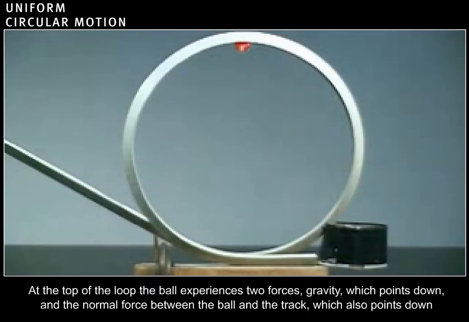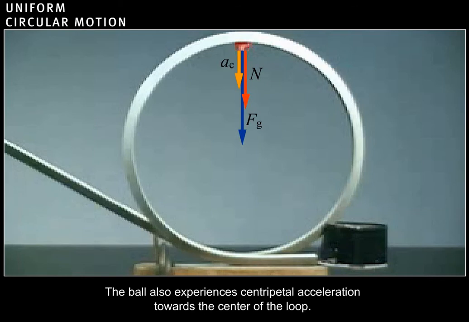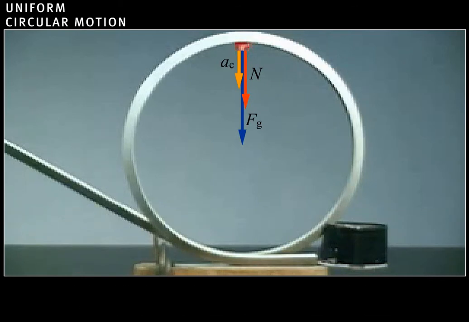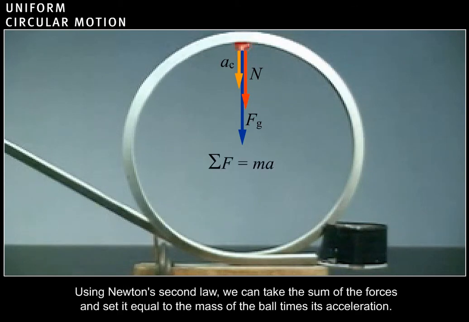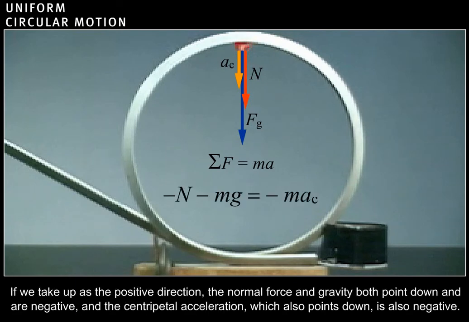At the top of the loop, the ball experiences two forces, gravity, which points down, and the normal force between the ball and the track, which also points down. The ball also experiences centripetal acceleration towards the center of the loop. Using Newton's second law, we can take the sum of the forces and set it equal to the mass of the ball times its acceleration. If we take up as the positive direction, the normal force and gravity both point down and are negative, and the centripetal acceleration, which also points down, is also negative.